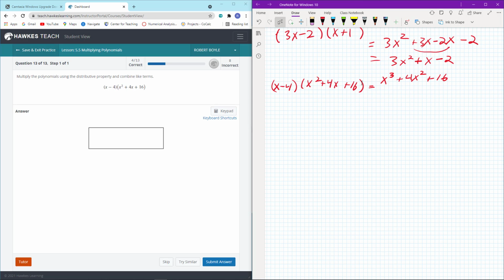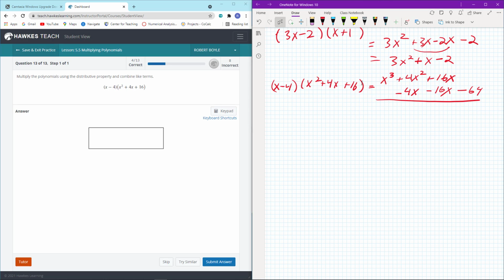And notice how I'm doing this vertically. Now I have the negative 4. Negative 4 times x squared is negative 4x squared. Oh, this should be 16x. I apologize. X times 16. Now back to here. Negative 4 times x squared is negative 4x squared. Oh, that's convenient. Negative 4 times 4x is negative 16x. And negative 4 times 16 is negative 64.